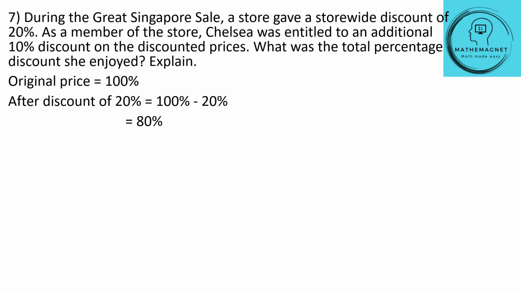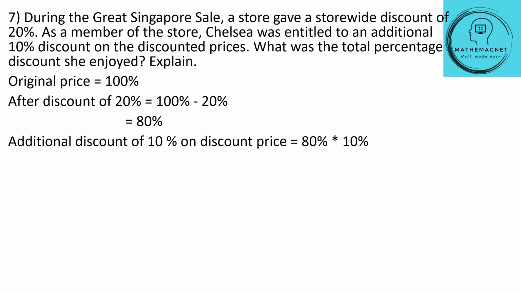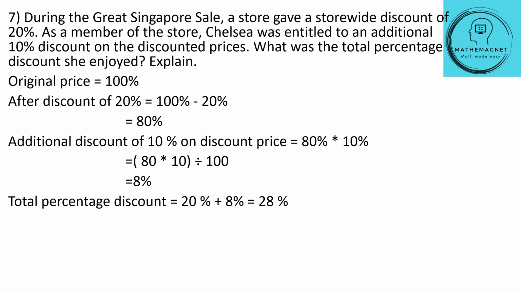Now Chelsea was entitled to an additional discount of 10% on the discounted price. So over and above the 20%, she is getting a 10% discount on the discounted price. So the discounted price as of now is 80%. On this 80%, she is going to get an additional discount of 10%. So that becomes 10% of 80%, which is 80 into 10 by 100, which is equal to 8%. So she gets 8% over 80%. So overall the total percentage discount that she gets is 20% plus 8%, which is equal to 28%.